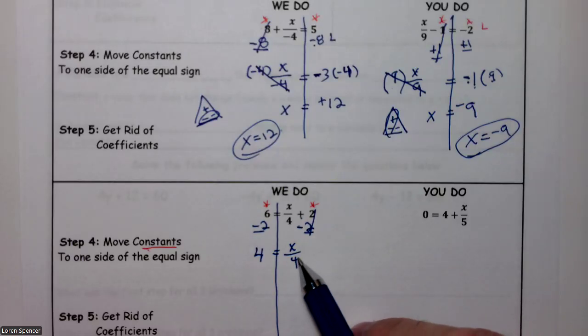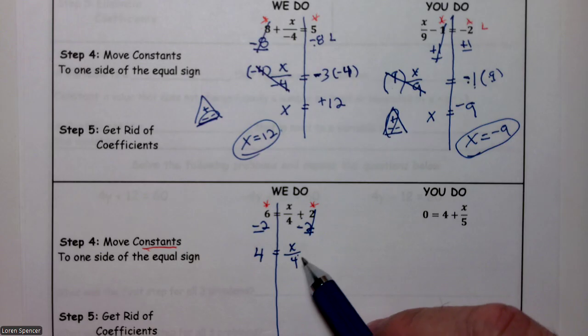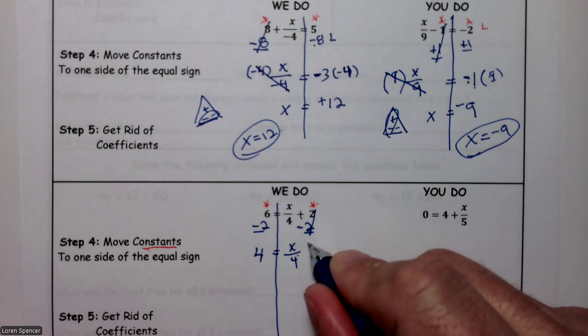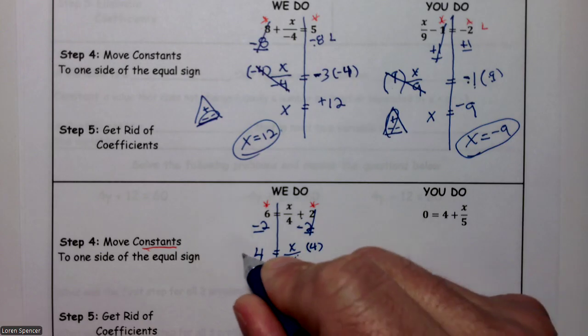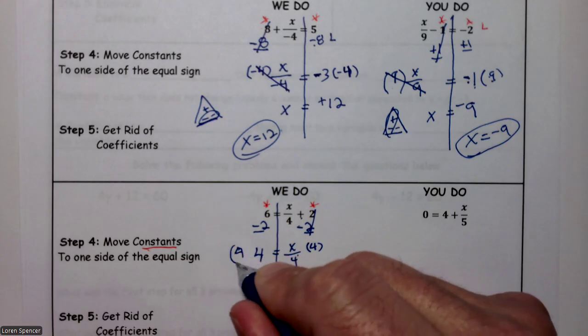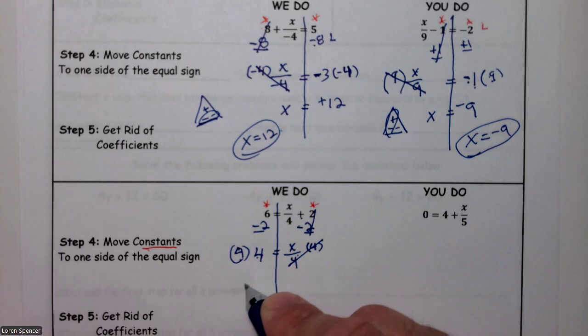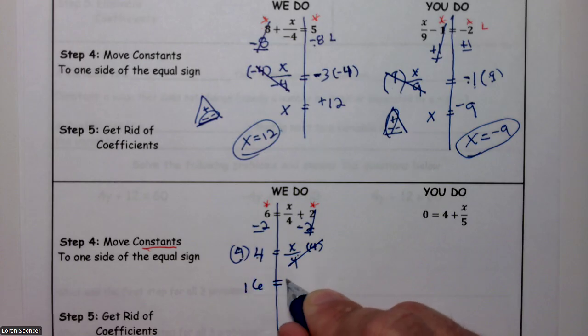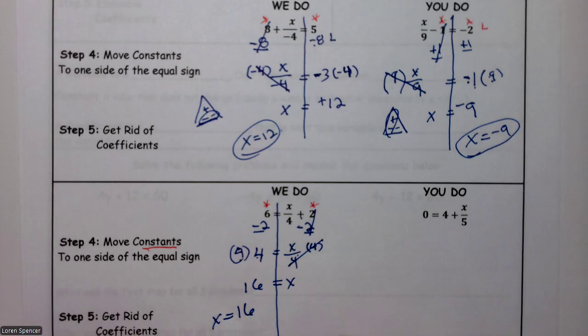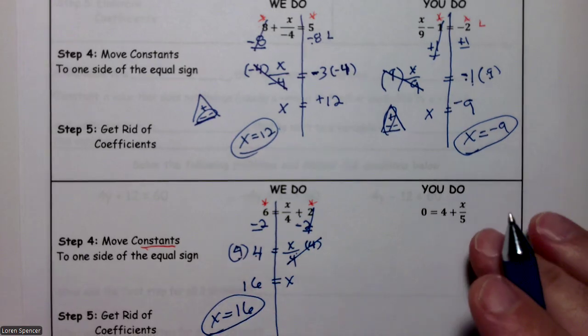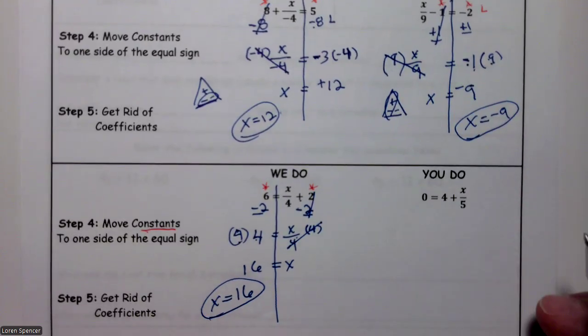Once again, we're stuck with that fraction. But now we're starting to feel a little more confident. We know the fraction means divide, and the inverse operation of dividing, or the opposite operation of dividing, is multiplying. So we're going to multiply both sides by 4. Well, this goes away, and 4 times 4 is 16. And we're going to rewrite it as x equals 16.